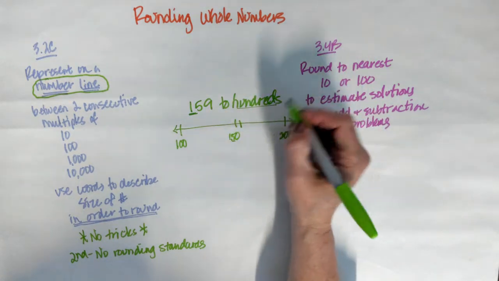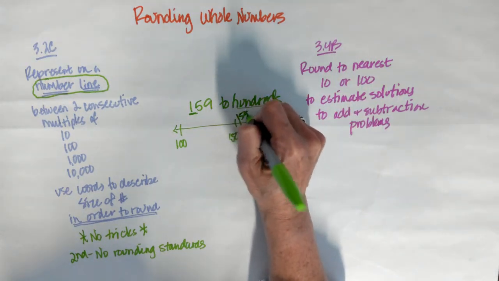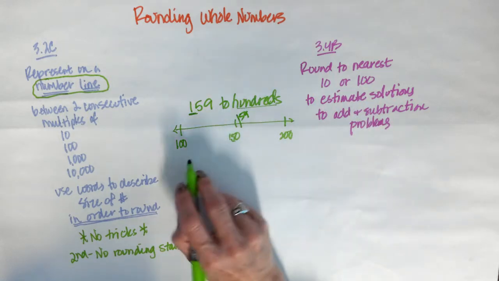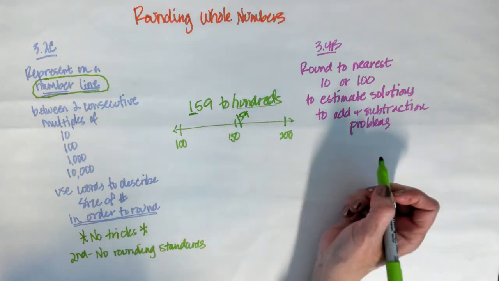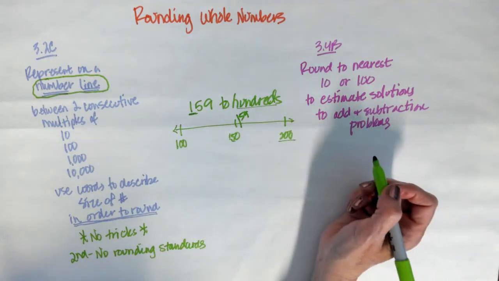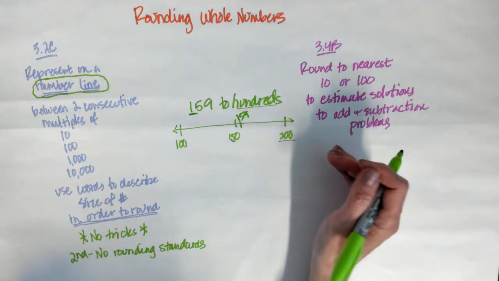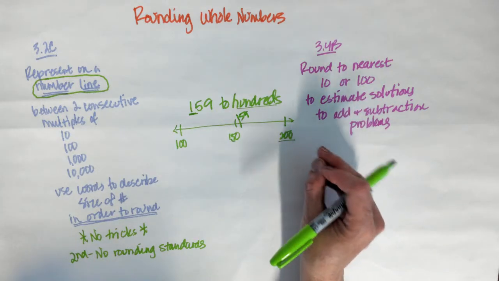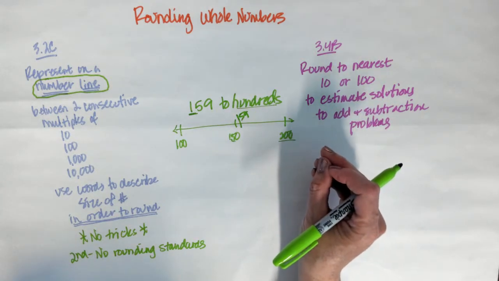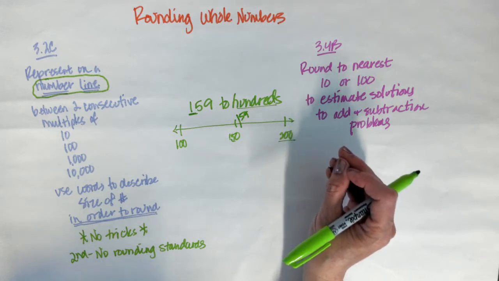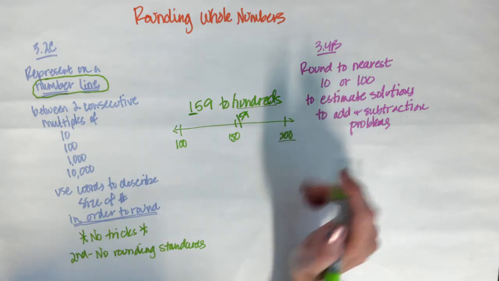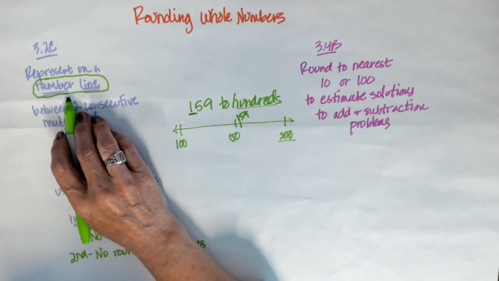Well, probably right about there, 159. So which is it closest to? Is it closer to 100 or 200? It's closer to 200. See, what we are missing as adults is rounding is a distance question. It always says, what is it closest to? Close is a distance. We can find the distance on a number line.